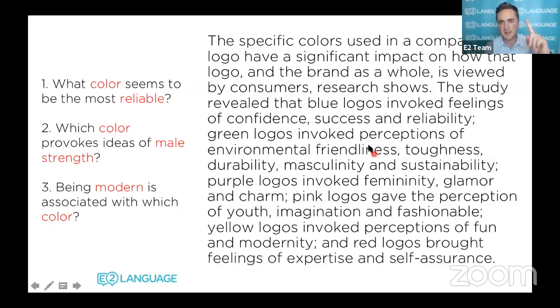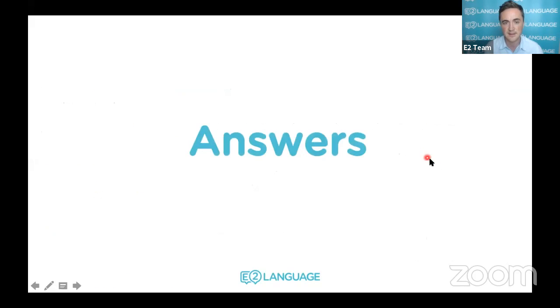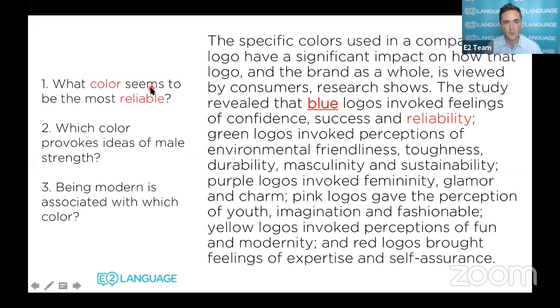Cool. So, step one, we look at the question and we read it and we understand it. But what we do with that question is we take some key concepts, some key words, reliable color. Then we go to the text and we try and find the same keyword or a synonym in the text. And you can see the word reliability, for example. And then we're looking for color. Okay, we've found reliable. Then I need to find the color. So let's look at the answers. So what color seems to be the most reliable? Blue. There's the keyword. There's the color.